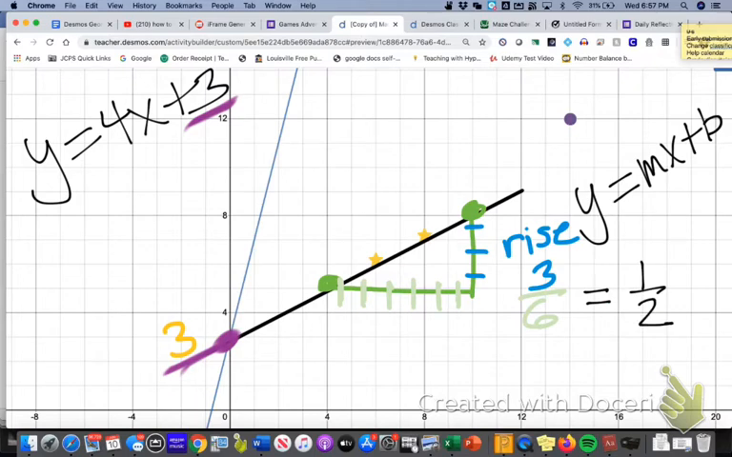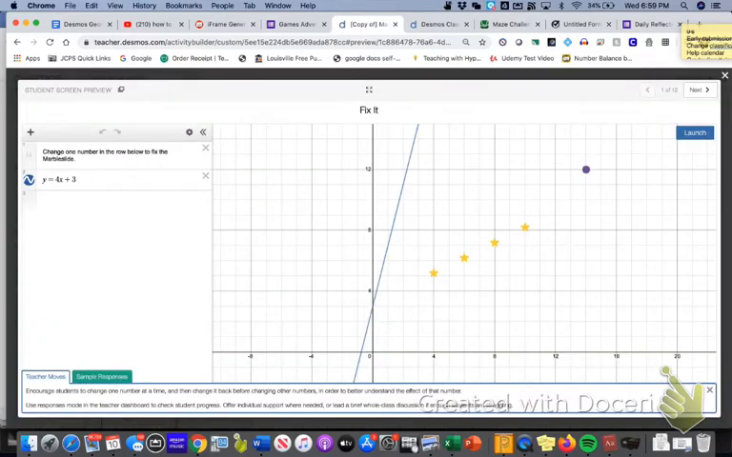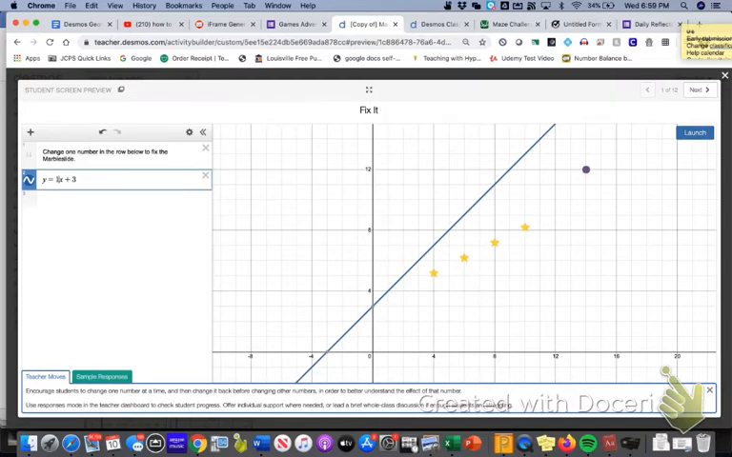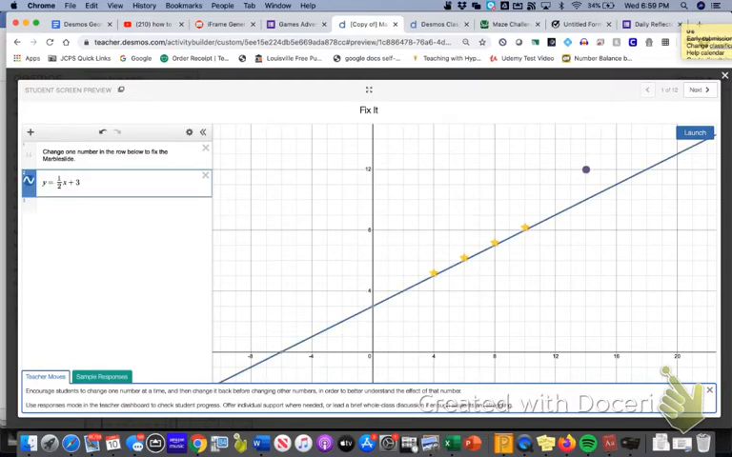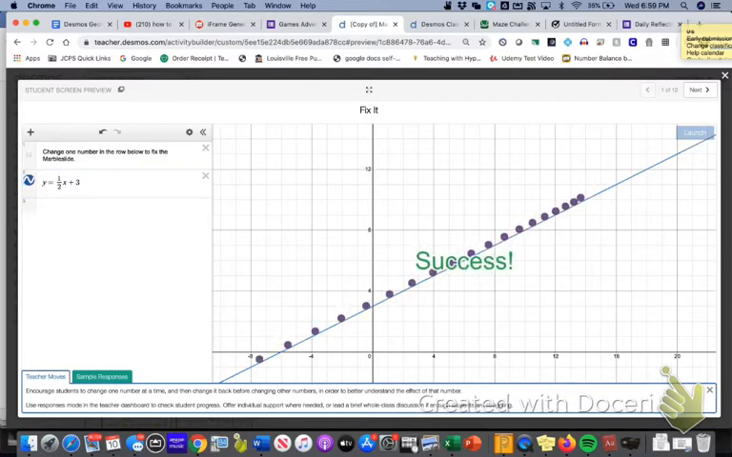So all I need to do, I think anyway, is take the slope of the line that I already have, and I'm going to change it to a 1/2 instead. So let's see if that works. I'm going to go over here to the equation editor in this area, and I'm just going to change that 4 to a 1/2. Sure does look like that's going to work. So now let me click launch. Bam! I did it.